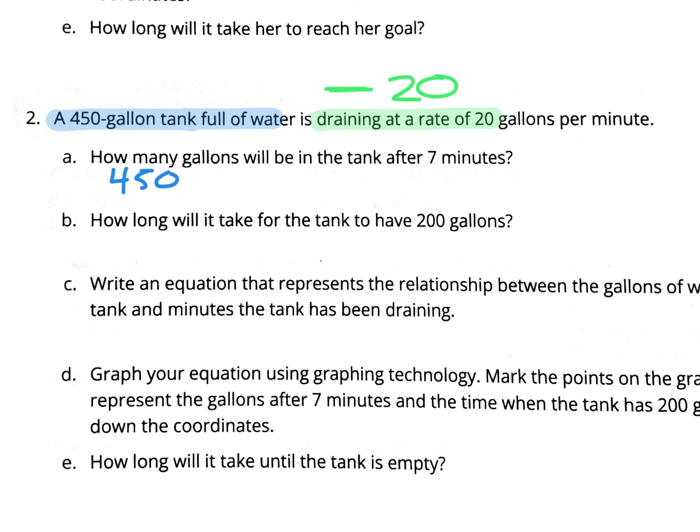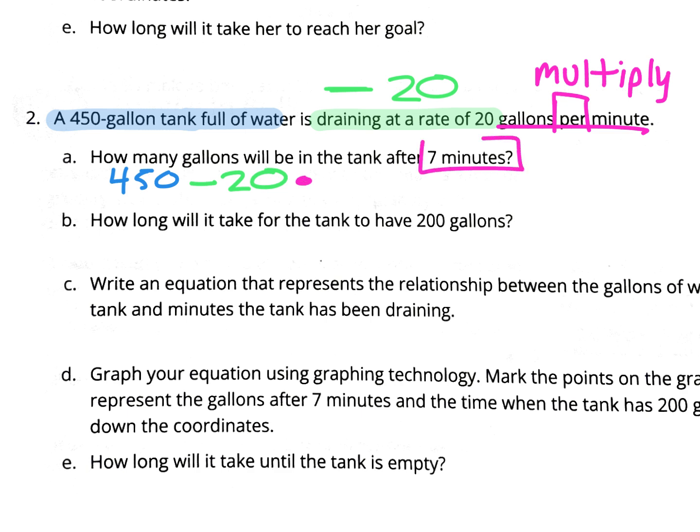And because it says gallons per minute, remember, per means that you're going to multiply. So we're going to do the 450. We're going to take away 20. And then we're going to multiply it by 7 minutes. So if I have calculated that all correctly, I should have 310 for my first answer.